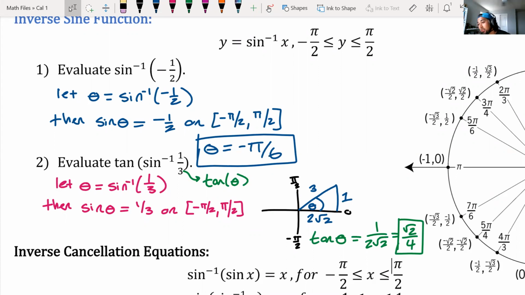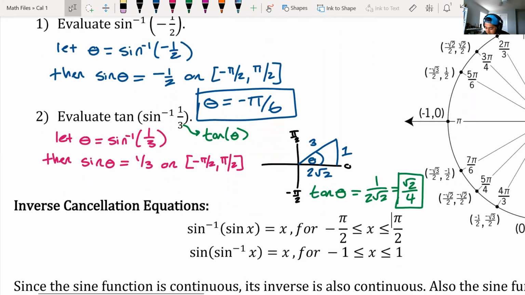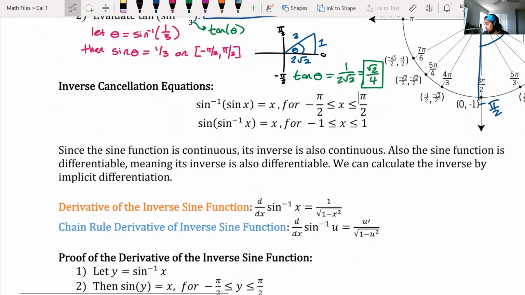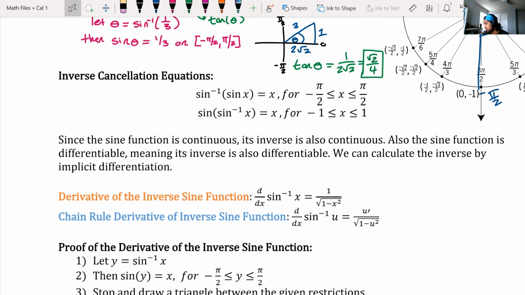Okay, cool. So I just wanted to go over that, which will bring us into the derivative for the inverse sine function. So we're going to use similar methods to find this derivative. Since the sine function is continuous, this means that its inverse is also continuous. And if you are a continuous function, this means you have a derivative. So if there's a derivative of the sine function, then there's definitely a derivative of the inverse sine function. So I'm giving it to you already. The derivative of the inverse sine function is 1 over the square root of 1 minus x squared.